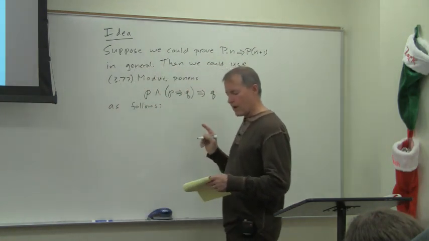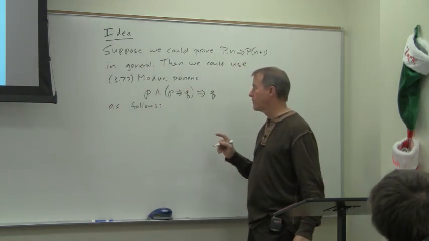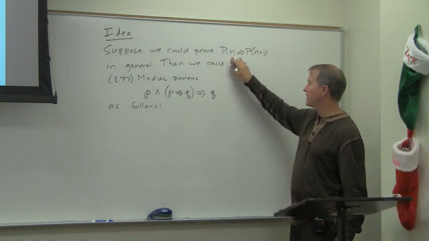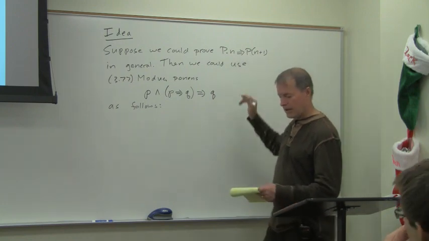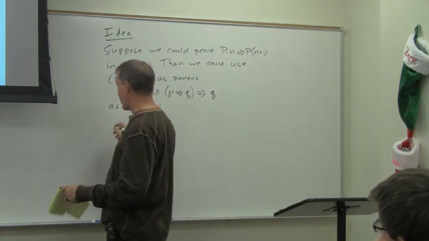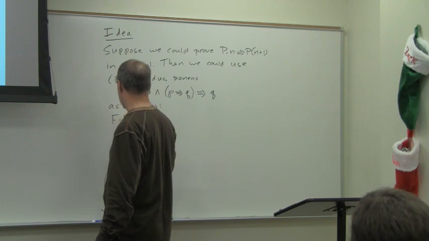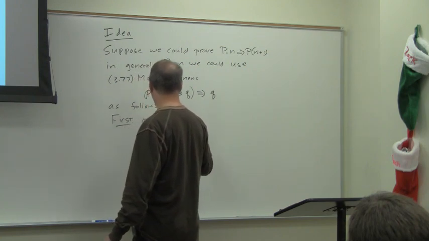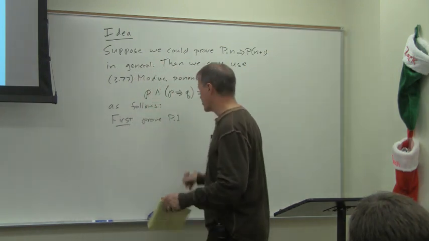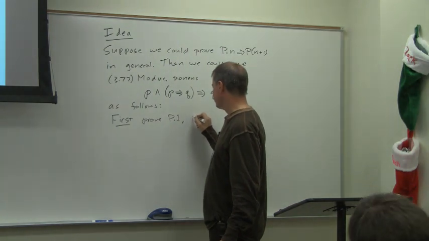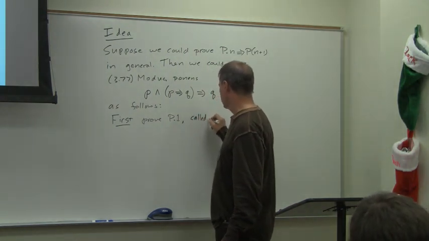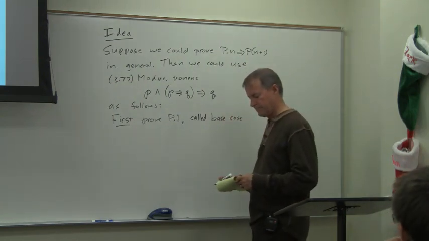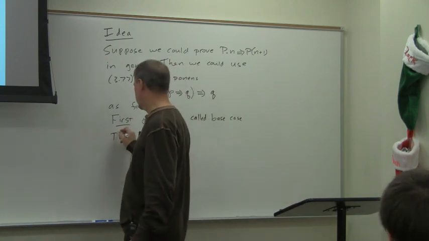First of all, let's suppose that we've done this already. Let's suppose that we've proved that P of n implies P of n plus 1. Then here's what we would do. First, we would prove P of 1. Okay, this is called the base case. Then that's the first part.